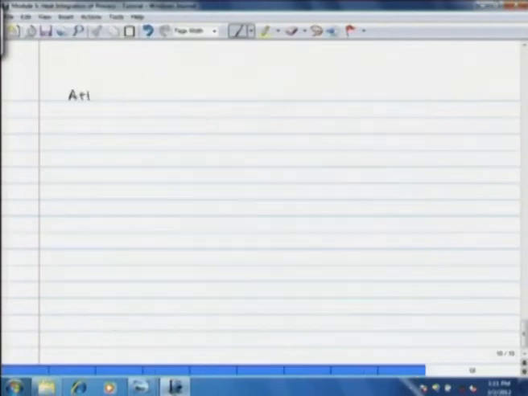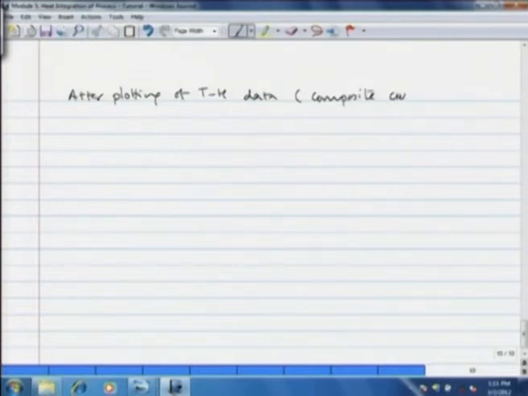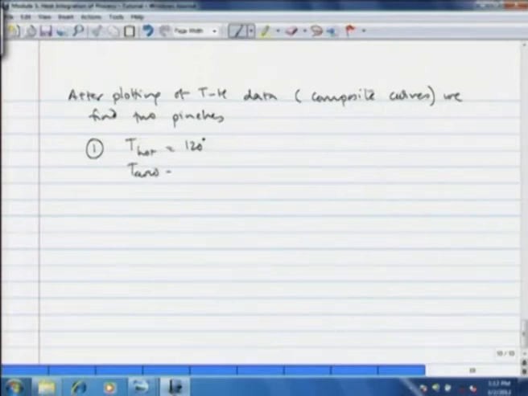After plotting the data, that is the composite curves, we find 2 pinches: one pinch at T hot 120 and T cold 100 degrees centigrade, and a second pinch at T hot 240 degrees centigrade and T cold 220 degrees centigrade. So that completes the third bit of the problem.